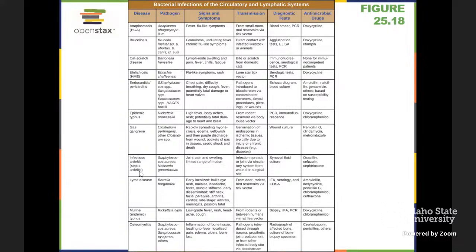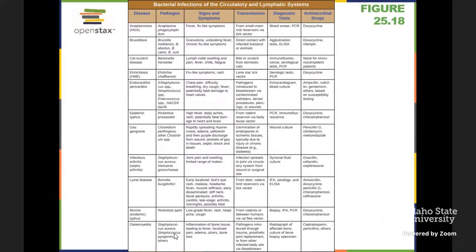Infectious arthritis, our Staph aureus and Neisseria gonorrhoeae both can be culprits for causing septic arthritis, joint pain and swelling, impacting motion. So either of these bacteria have the opportunity to make their way into the circulatory system and get into the joints, causing these issues. So problems. I already spouted off enough stuff with that.